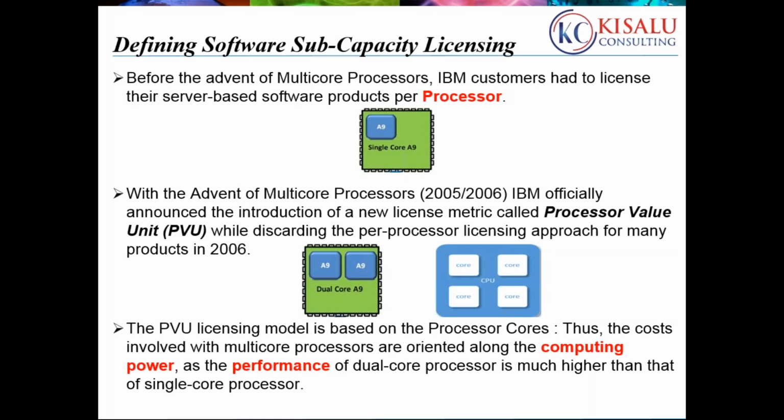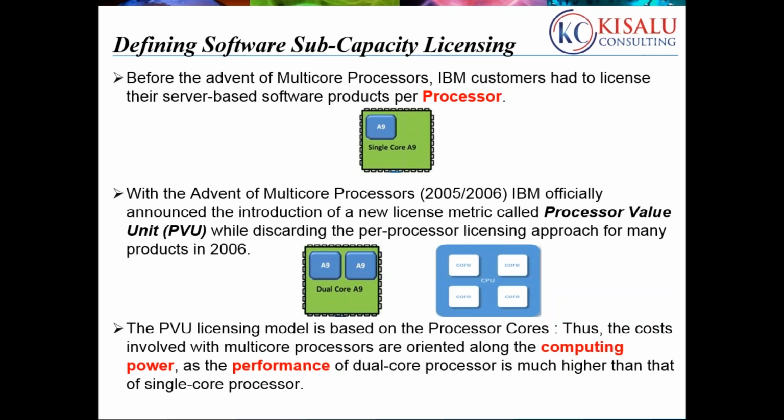On the second bullet, we see that since 2005 and 2006, there were multi-core processors in the market, and IBM officially announced the introduction of a new license metric called processor value unit, or PVU. They then dropped per-processor licensing for many products in 2006. From 2005 to 2006, we could see that on one chip they could put multiple cores, dual core or even quad core and so on.